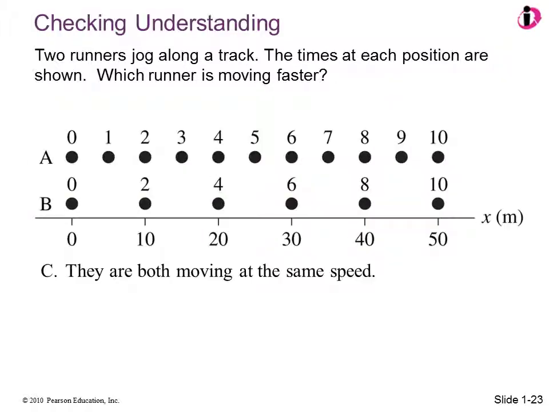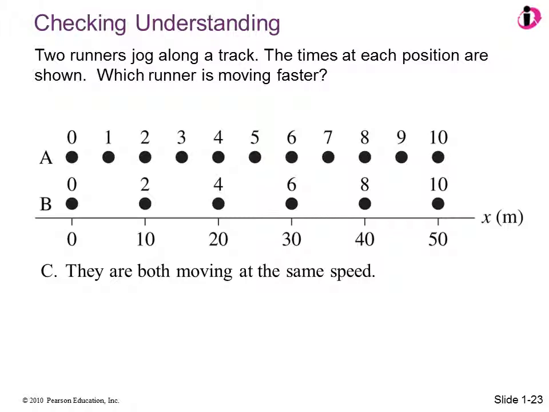So let's try another one. Two runners jog along a track. Times at each position are shown. Which runner is moving faster? So this one's a little spicy. Got a little multiple choice going for you. So runner A, they're running for 10 seconds. Runner B also is running for 10 seconds. Instead of having each second marked on the dot, they've decided, let me go ahead and give you a dot for runner B at every 2 seconds, and they have it marked as such.